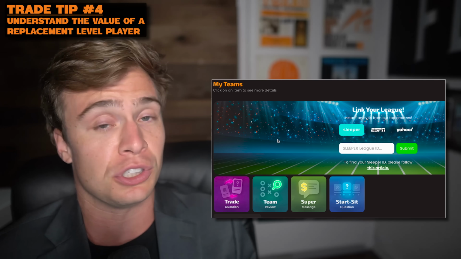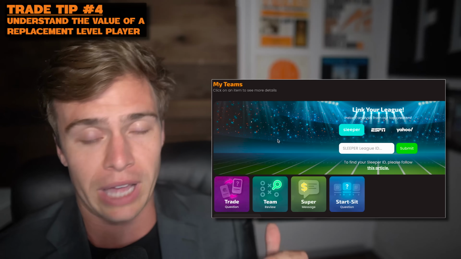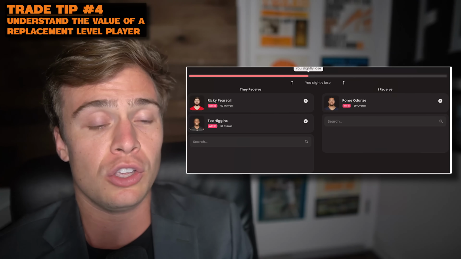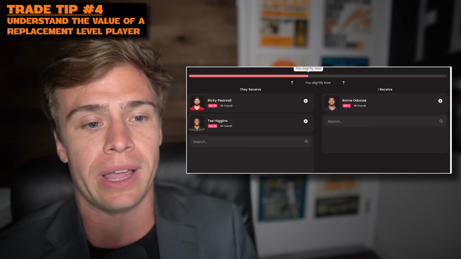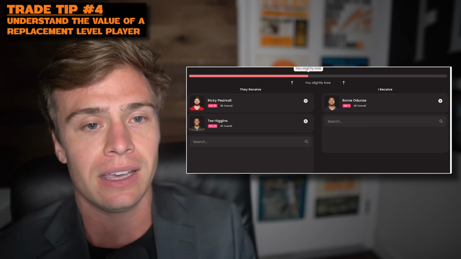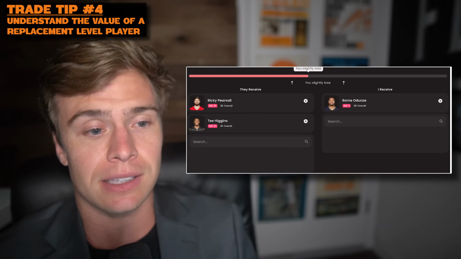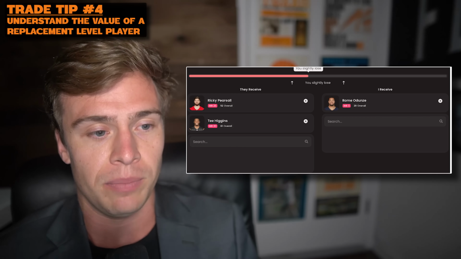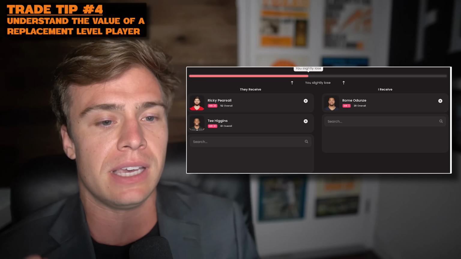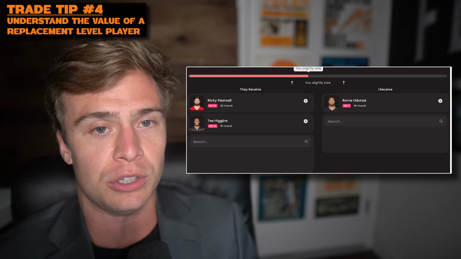You can go ahead and use the trade calculator no matter what platform you're playing on. And what you really need to do with the trade calculator is look at the replacement level player and add it to the side that is missing an empty slot. So here's a hypothetical trade that I'm throwing in the trade calculator. This is Ricky Pearsall and T. Higgins, and I receive Rome Odunze.